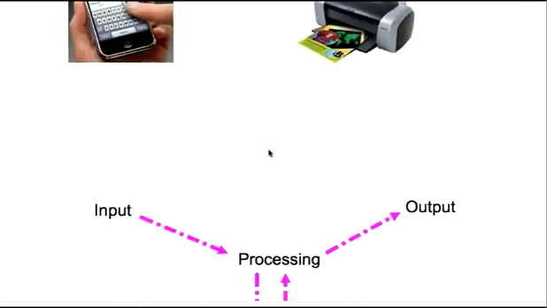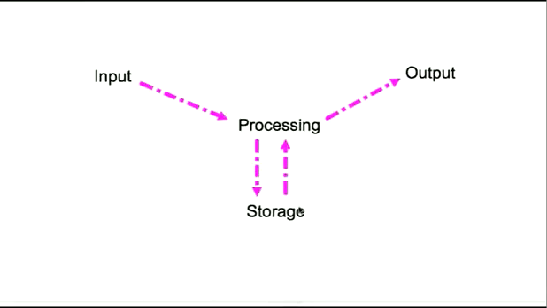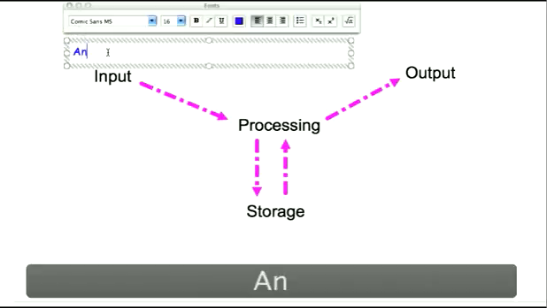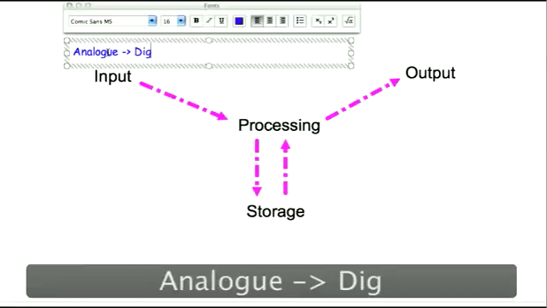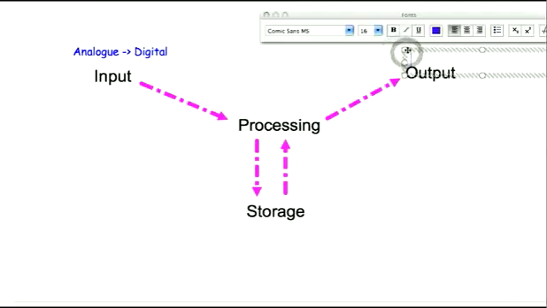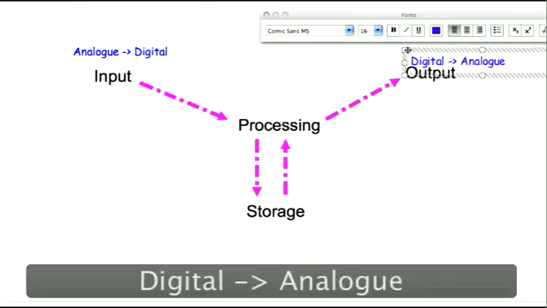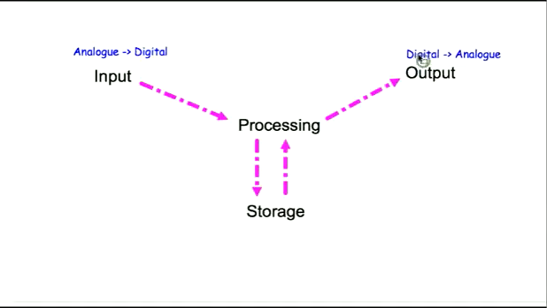So we'll just move down here and show you a graphical representation of what I was talking about. So with an input device, it takes analog data and transforms it to digital. And with an output device, it does the complete opposite, from digital to analog data, or something that a human can understand.